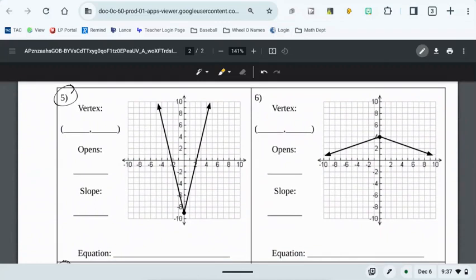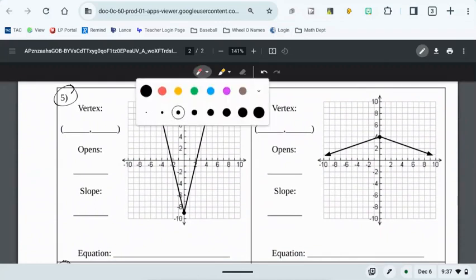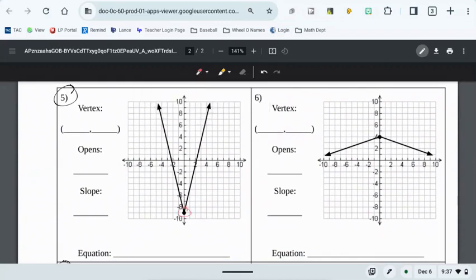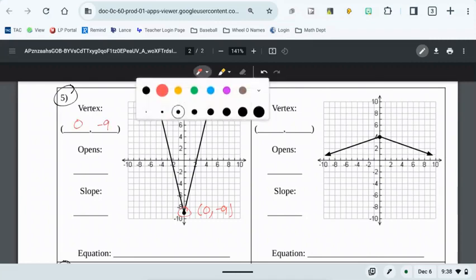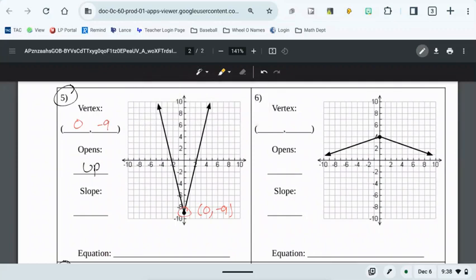All right, example number 5. The process is the same as before. We find our vertex. Now we are going over 0 and we're going down 9. So (0, -9) is our coordinate. The graph opens facing up, so we know our slope is going to be positive.